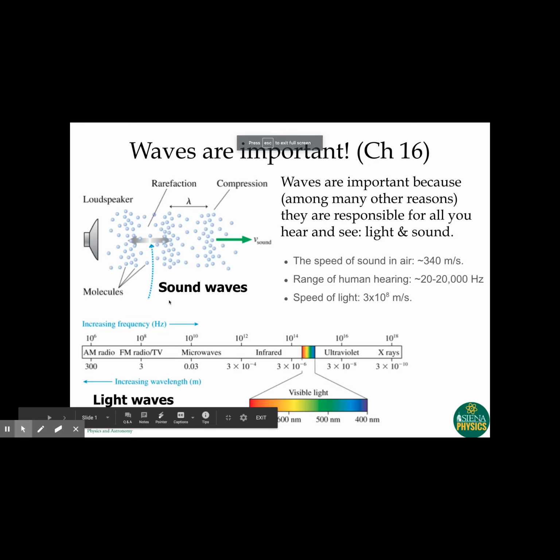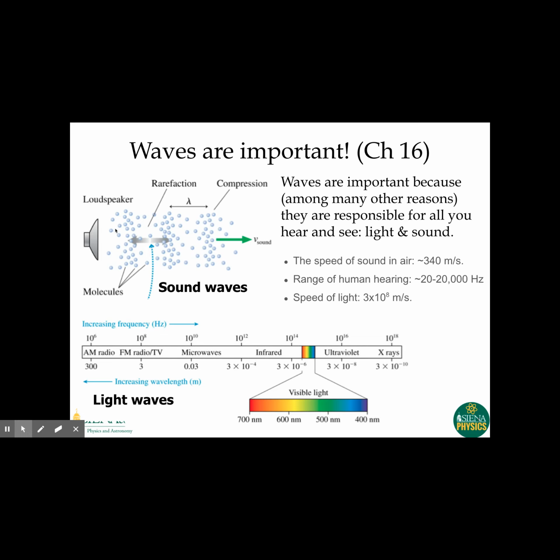Okay, so we're starting chapter 16, and we're talking about waves. Waves are important, and one of the most important reasons is that they're responsible for everything that you see and hear. We have an example here of a loudspeaker. Inside a loudspeaker, there's a membrane, and the membrane moves back and forth, and it pushes molecules.